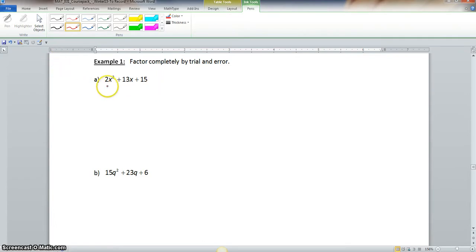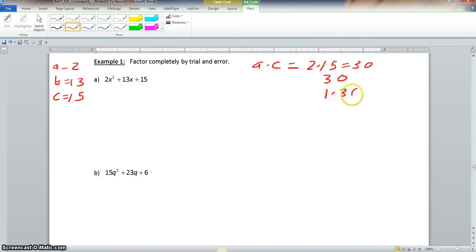We make sure it's in the proper order. We cannot factor anything out of this. So we will write our A, which is 2, our B, which is 13, and our C, which is 15. And we know we multiply our A and C, and we will have 2 times 15, which is 30. We'll find the factors of 30: 1 and 30, 2 and 15, 3 and 10, and 5 and 6.